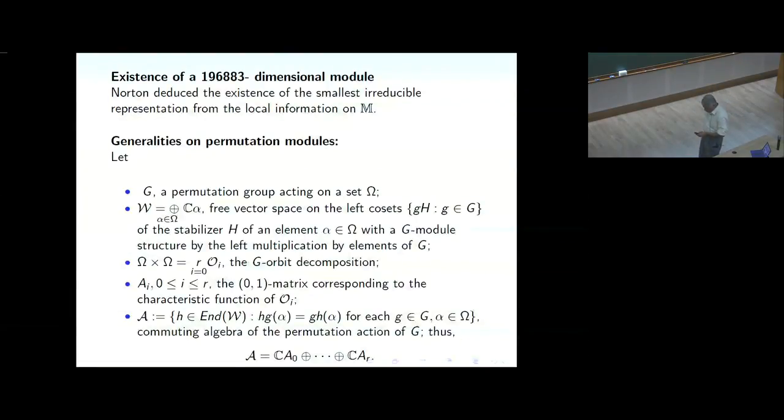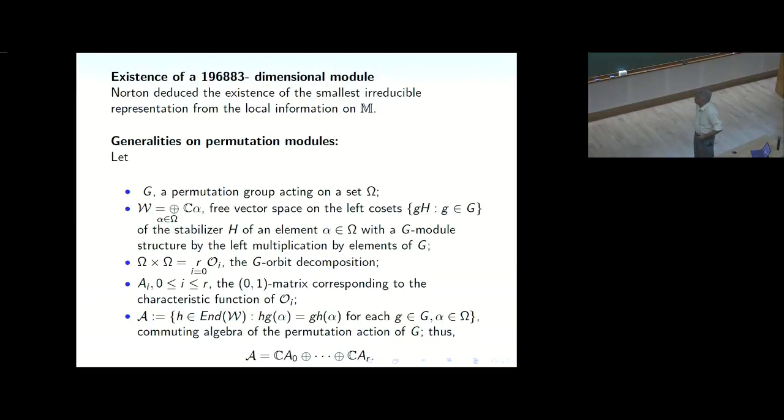Okay. Now I'll try to tell you something about the heuristics, or how Norton could see, by looking at the action of the group on this Fisher involution, that there should be a representation of degree 196,883. Well, this is essentially a repeat of what I said earlier, but let us look at some generalities on permutation modules. So you have a group G acting on a set omega. You look at the free vector space on omega, the complex free vector space.